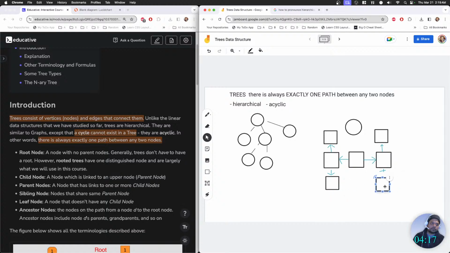And that one will have another. Because they're not going to connect to each other. Because there can't be a cycle. If there was a cycle, then it wouldn't be a tree. It would be a graph. So I gotta make sure of that.